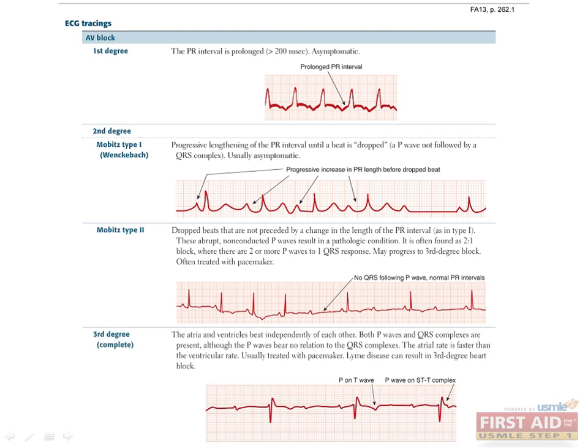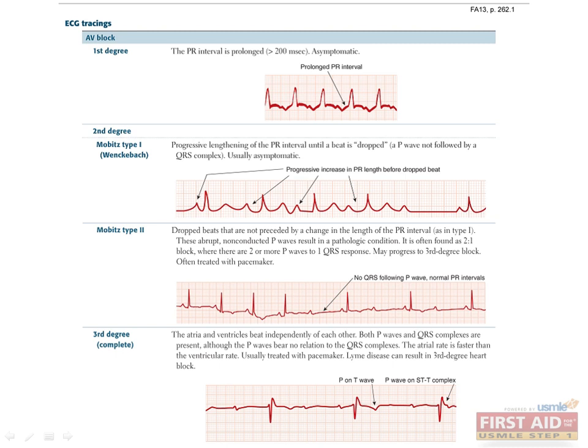The final type of heart block is third degree, which is when the atria and ventricles are completely out of sync and independent of each other. There are QRS complexes and P waves present, but they don't have any relationship to one another. This is a very serious condition that can lead to fatal arrhythmias like ventricular fibrillation.